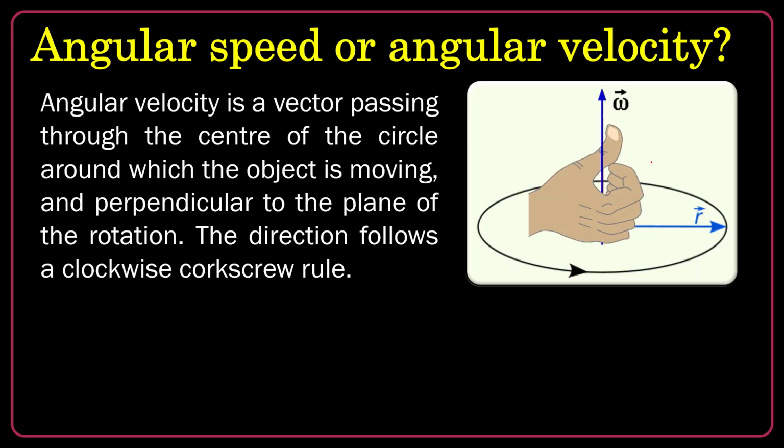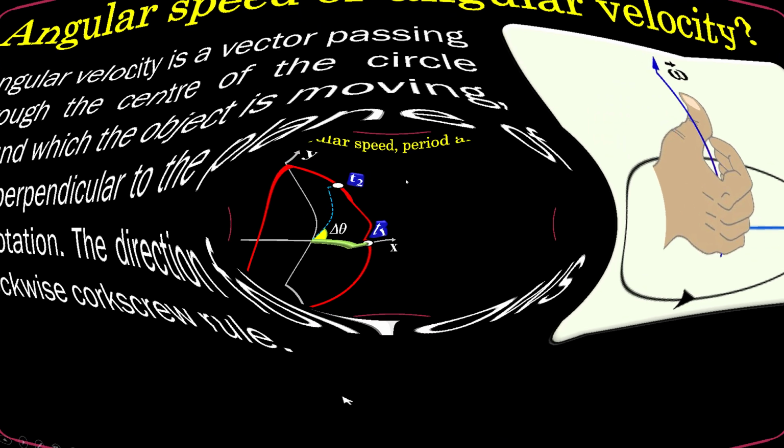Okay, here I have a question. Is omega really a vector? Is it really angular velocity or no, just angular speed? The answer is omega is a vector, yeah. Angular velocity is a vector passing through the center of the circle around which the object is moving and perpendicular to the plane of rotation. The direction follows the clockwise corkscrew rule. You should put your right hand fingers in the direction of rotation and your thumb will be perpendicular to the plane of rotation and shows the direction of omega. But for the time being, we usually ignore the vector properties of omega and let's say it's angular speed.